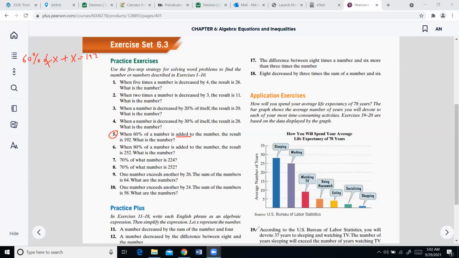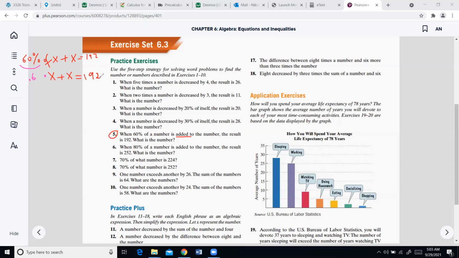So it looks like I have this little equation here. And now I'm going to turn these percents into decimals, right? That's what we were doing in that section. So 60% is 0.60, or just 0.6. Instead of percent I put times, and I just copy the rest the way it is. So it'll be 0.6 times x plus another x is equal to 192.